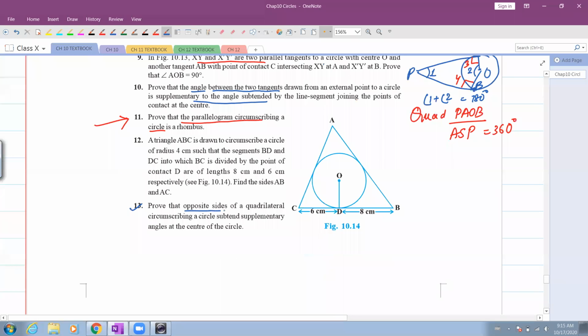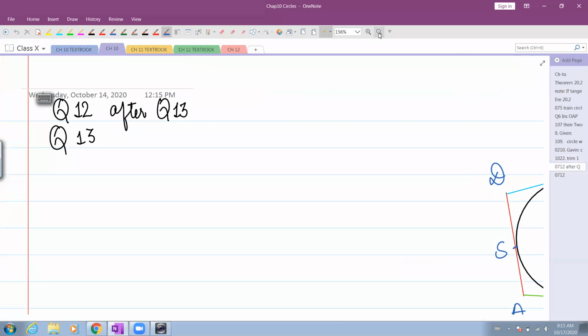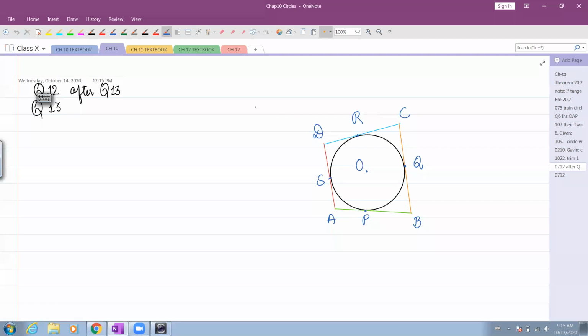Prove that opposite sides of a quadrilateral circumscribing a circle subtend supplementary angles at the center of the circle. Let's just take a look at how the figure would be, and then we will write down its answer. So this is what we have. There is a quadrilateral ABCD which is circumscribing a circle with center O. The result that you want to prove is that if we connect the end points of opposite sides to the center, meaning we want to find the angles subtended by opposite sides at the center. So let's take the pair of sides AB and CD.